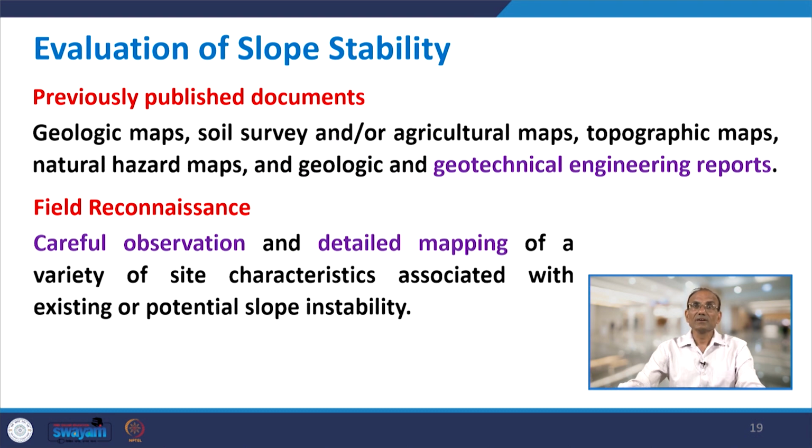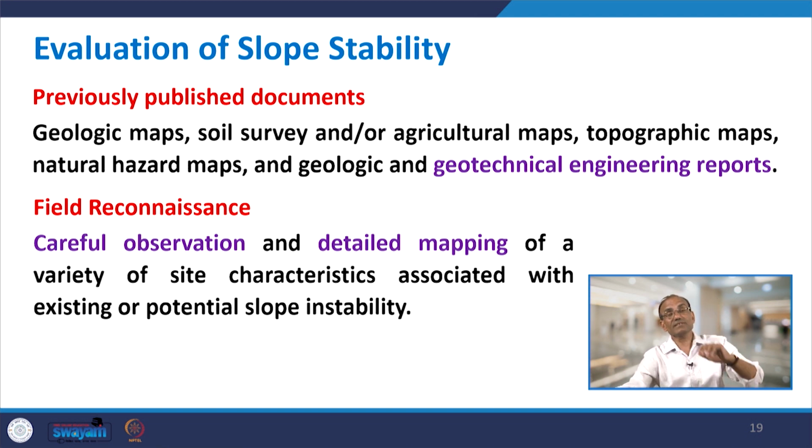Now what is done for the evaluation of slope stability? Previously published documents. What are the previously published documents which can be used? Geologic maps, soil survey and or agriculture maps, topographic maps, natural hazard maps, and geologic and geotechnical engineering reports. If these documents are already available from the literature or from past data, then they will help to decide the evaluation of slope stability. So this is based on previously published documents, basically literature.